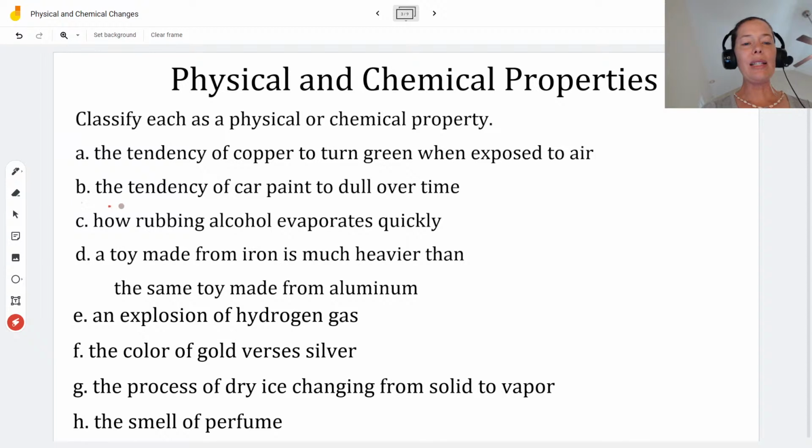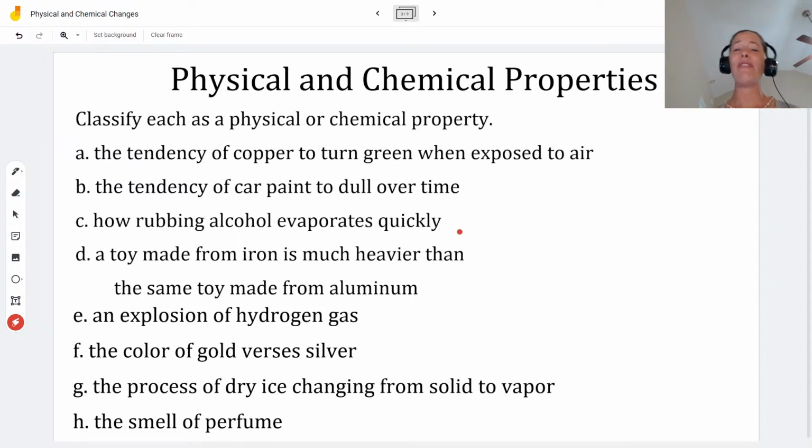B is the tendency of car paint to dull over time. You've probably seen this with older cars, especially ones that sit out in the sun. If you live in a place where the sun is very intense, you probably see this pretty often. When you have a new car, the paint is very shiny, and then after years of sun exposure, the paint gets dull and kind of patchy.